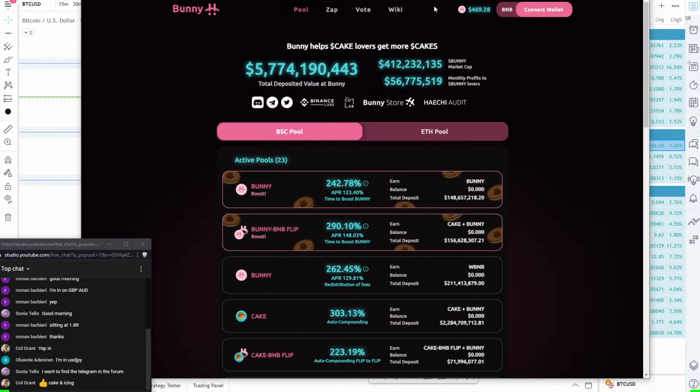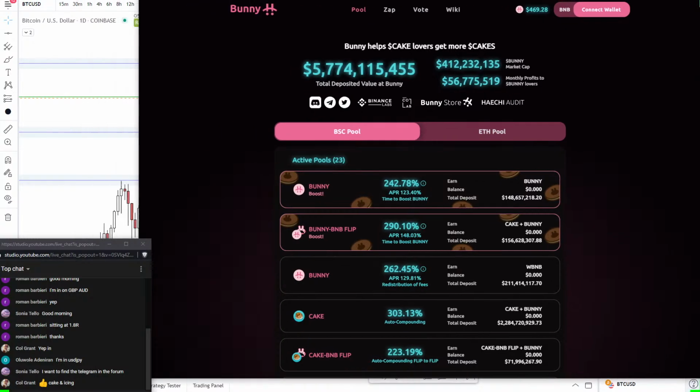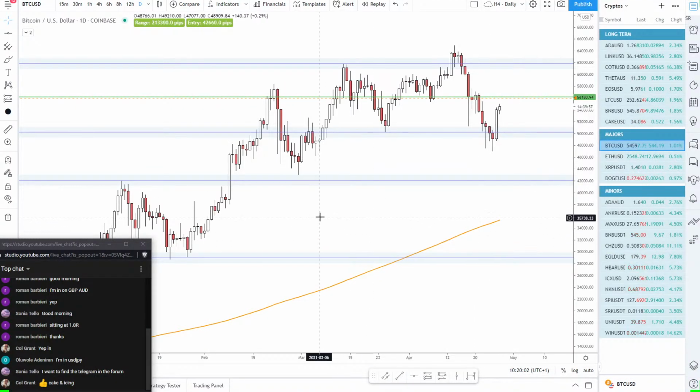You're not seeing my stuff here because I've opened it up in a private tab because I don't want to show people any private information, how much I have in there. So you're not seeing what I have there. But yeah, do your own research, guys. Don't just blindly throw money in.